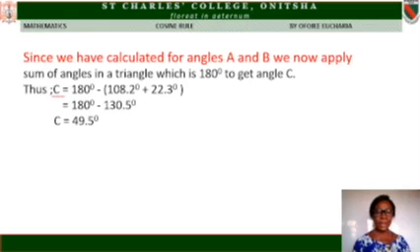We have seen that A is 108.2 degrees, and our B is 22.3 degrees. So for us to find C, we add 108.2 degrees to 22.3 degrees, and it gave us 130.5 degrees. When we subtract it from 180, what you will get will be 49.5 degrees. And my students, if you add 108.2 degrees, 22.3 degrees, and 49.5 degrees, you see automatically it must give you 180 degrees, which will tell you that the answer is correct.